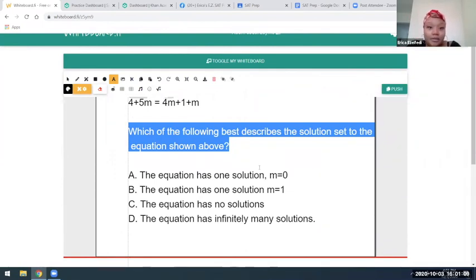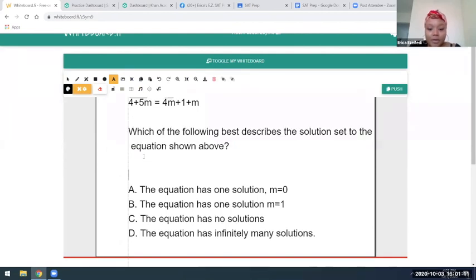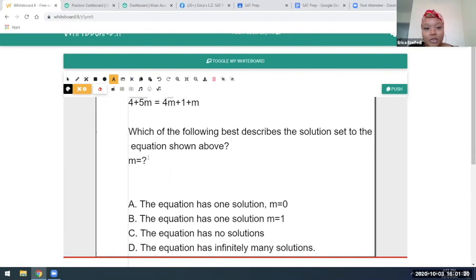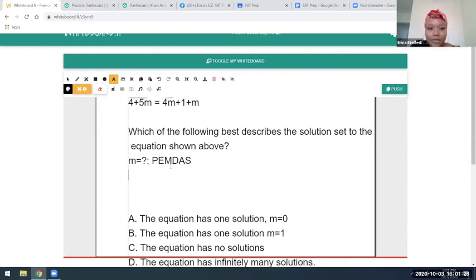So I'm gonna start typing right here. So we want to know again, what's m? M equals what? So let's try to get our equation in that order. And we're gonna remember the order of operations at all times.